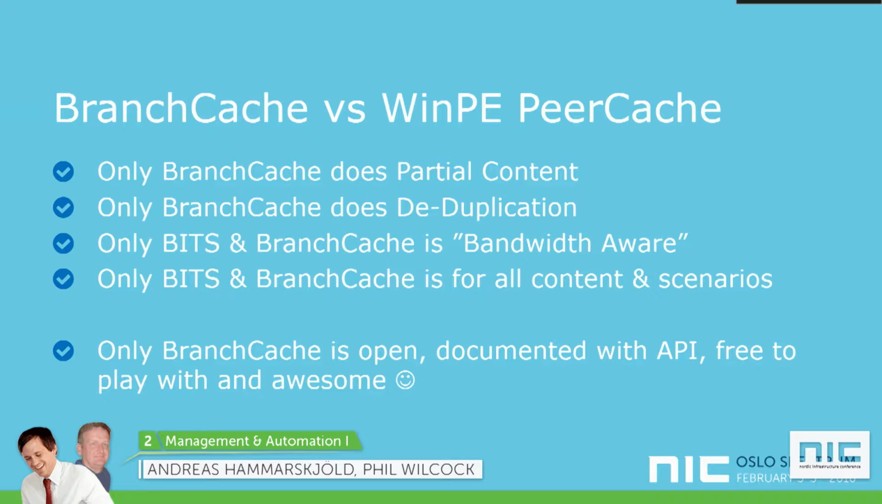Basically, BranchCache does partial content. Peer cache just does the whole thing. It can do boot images, OS images, packages and programs, and drivers. It doesn't do any deduplication. It isn't bandwidth aware because it's just using HTTP. And if no other peer has the data, it goes full throttle HTTP back. It doesn't switch over to BITS. So it's kind of a blunt tool, really. But it'll be interesting to see what happens with it in future versions.